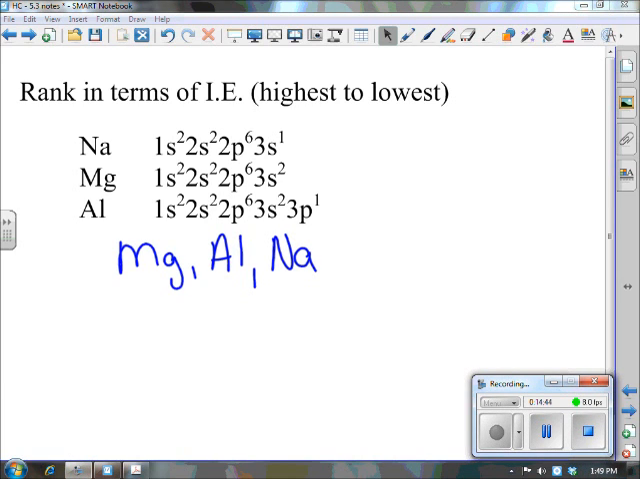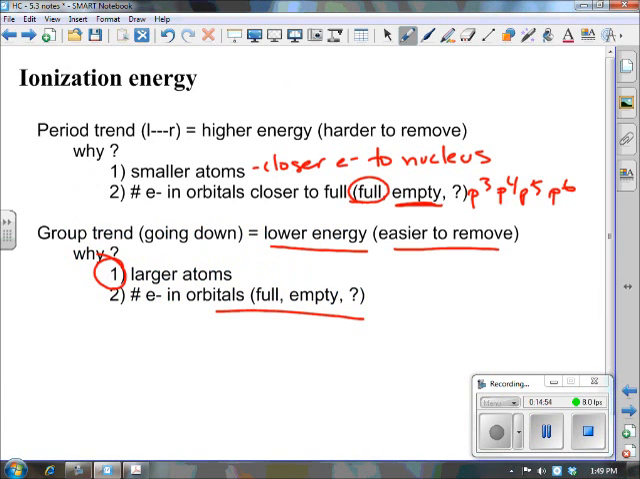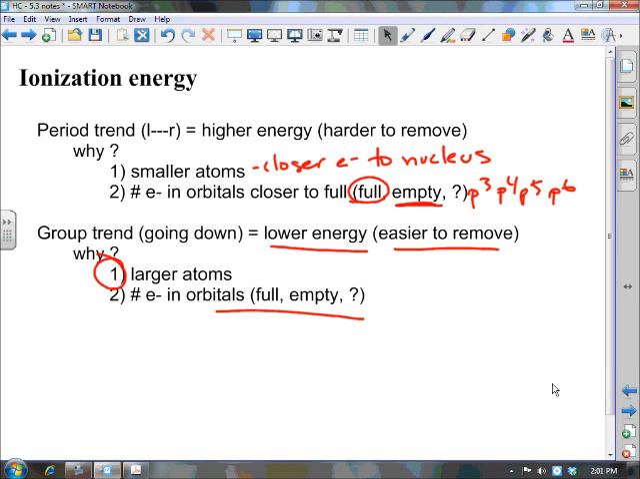Okay, so here's the correct answers. Magnesium, followed by aluminum, followed by sodium. Now, some people might say, wait a second, shouldn't it be aluminum first? Well, remember, there's 2 pieces. Number 1 is we're talking about, okay, so back to our justification as to why it gets easier or more difficult to remove electrons.